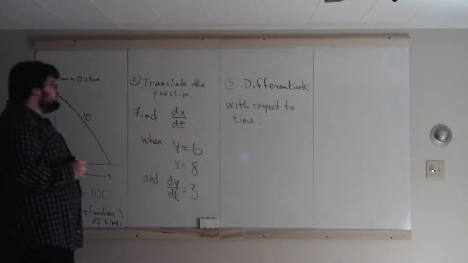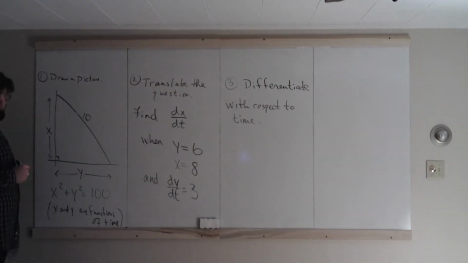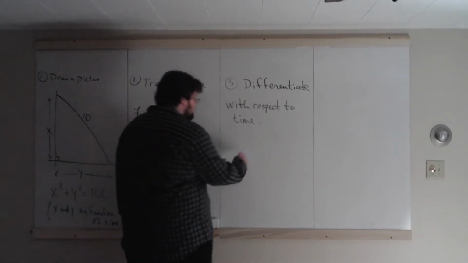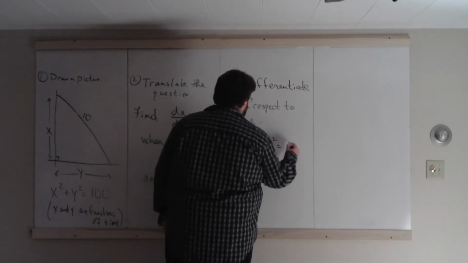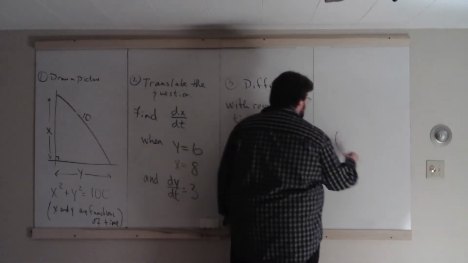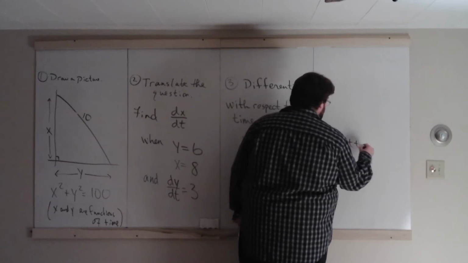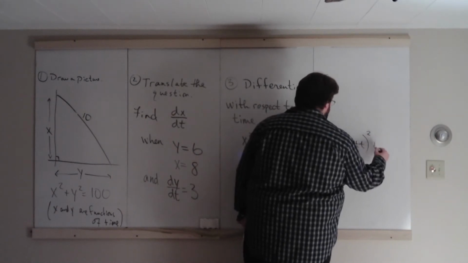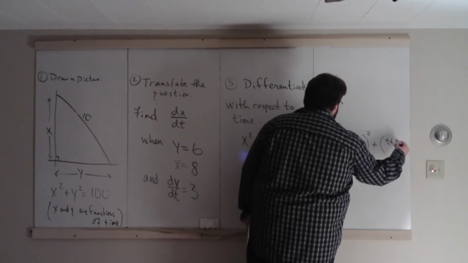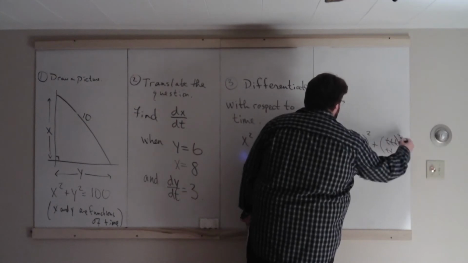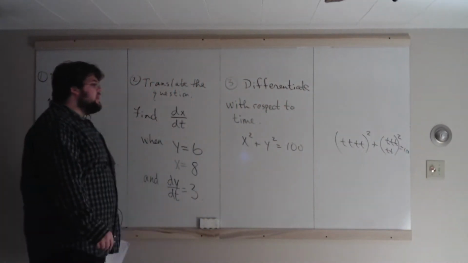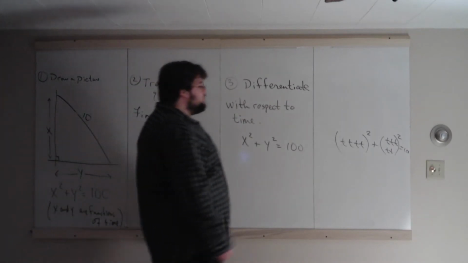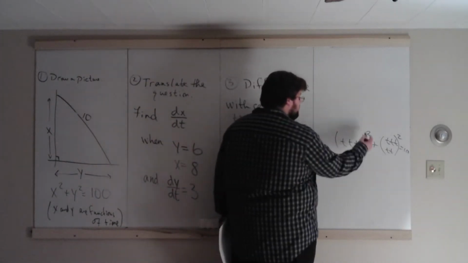So we're going to differentiate with respect to time. X and y are both functions of time, meaning we have x squared plus y squared equals 100. That's a bunch of t's, let's call it a bunch of t's like that, squared, plus a bunch of other t's squared equaling 100. They're both functions of time. So when we're going to take the derivative, we're going to use the chain rule.